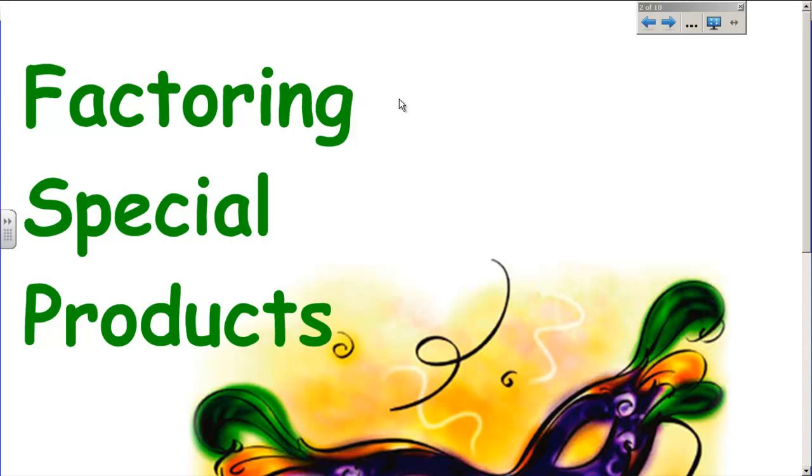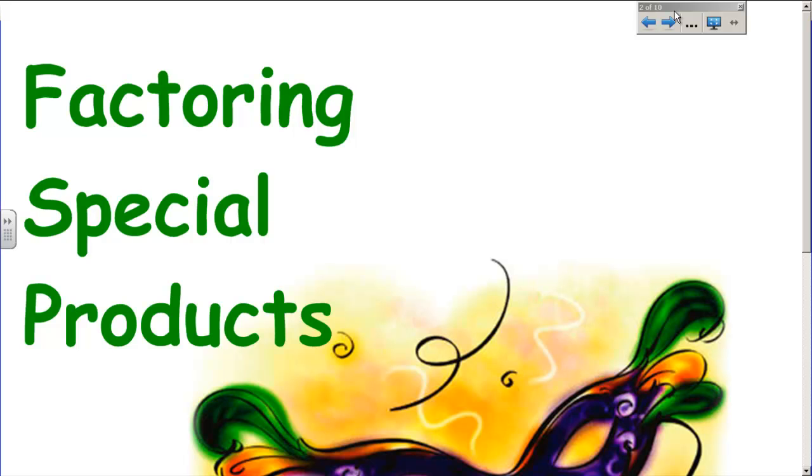Factoring special products is what we're going to do today, but I want to make something very clear. If for some reason you don't see the patterns or you struggle to see the patterns in what I'm going to show you today, everything that we are going to do today can be factored in the ways that we have been doing before. You can still use AC method, you can still use box method, you can still factor with the GCF. That will all still work.